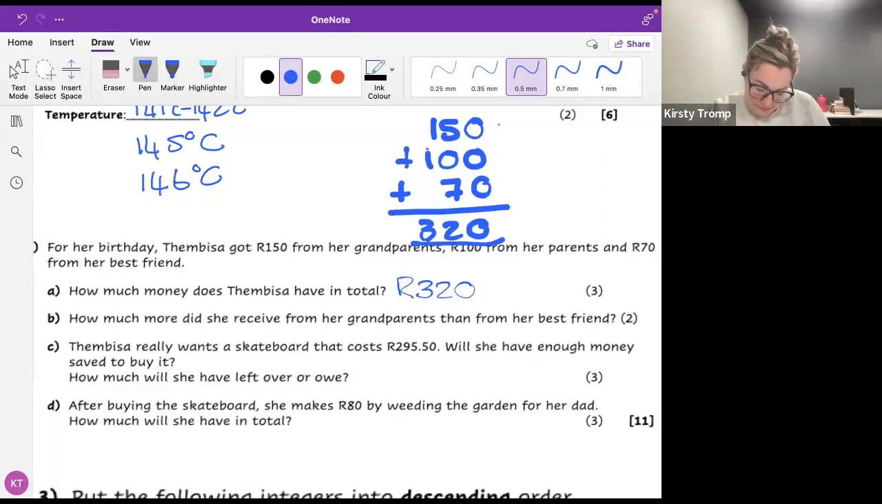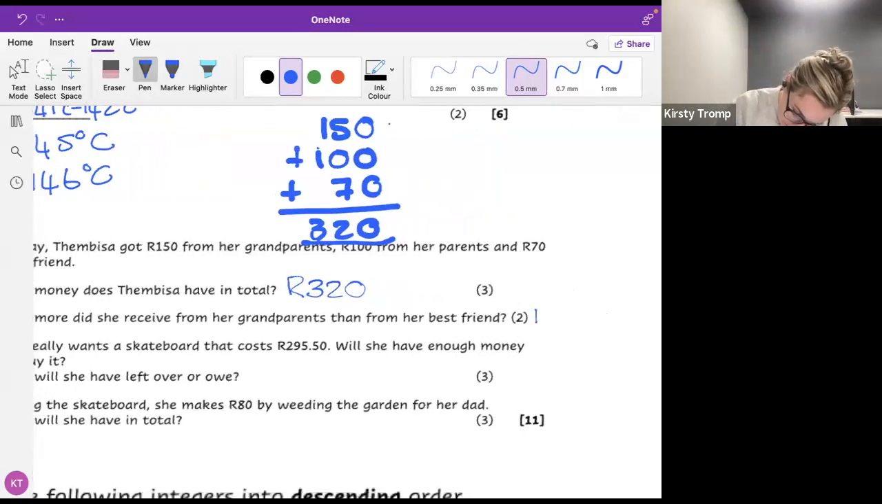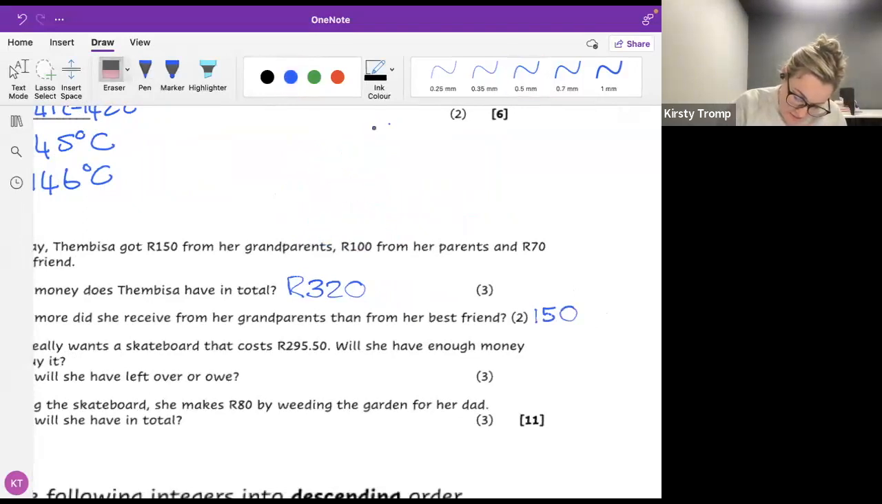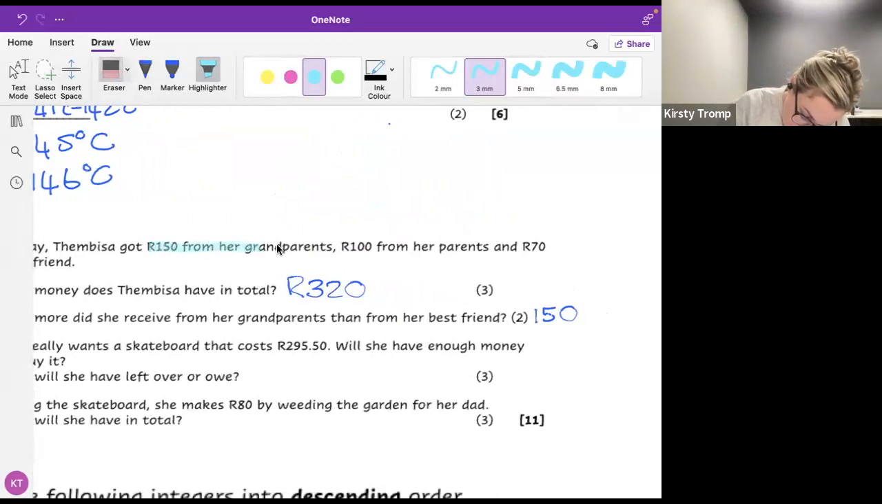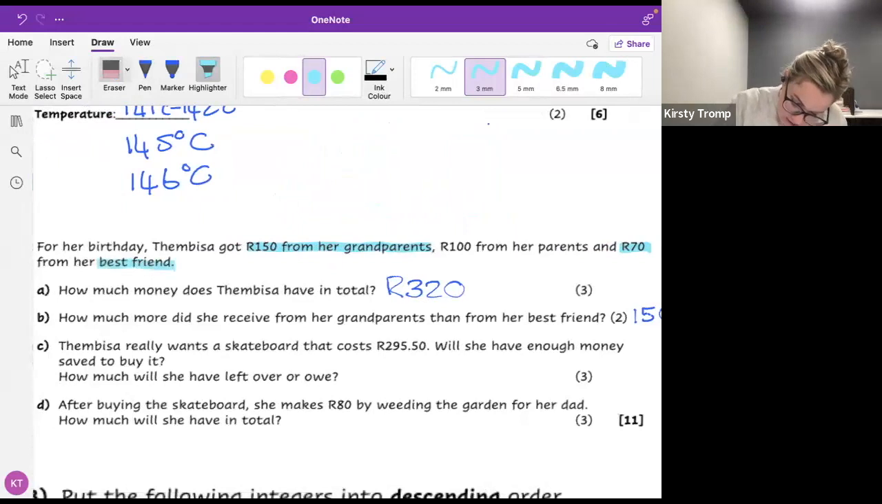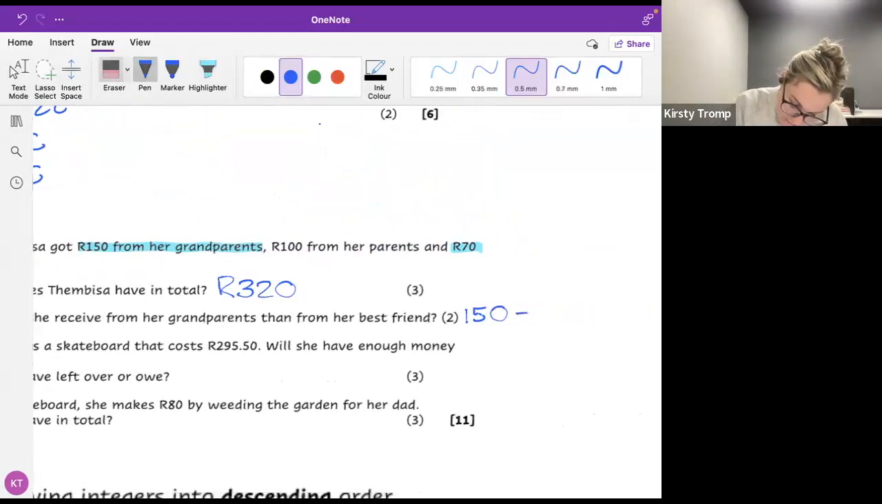Ma'am, so what I said was 150 Rand minus 70 Rand, which gave me the total of 80 Rand. Good. So 150 is how much she got from her grandparents. So there's 150 from her grandparents, and she got 70 Rand from her best friend. Well done. So you said 150 minus 70, and that gave you 80 Rand. Well done. Thank you, Amar. Awesome.